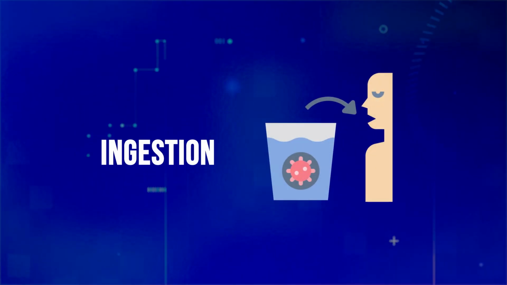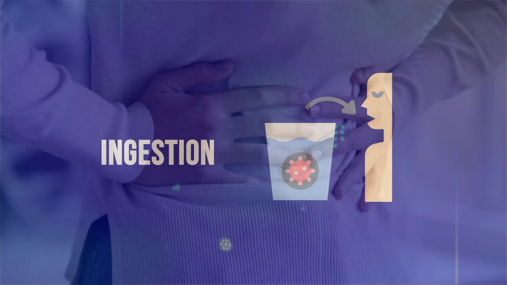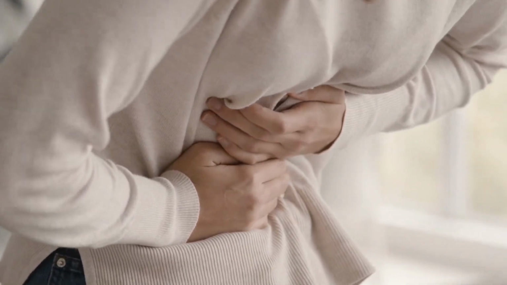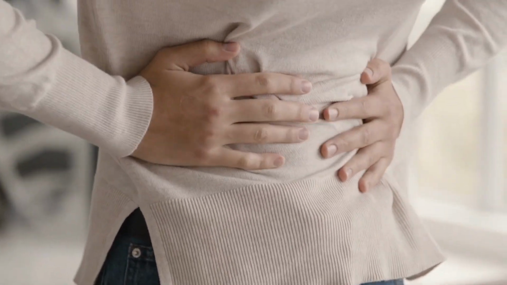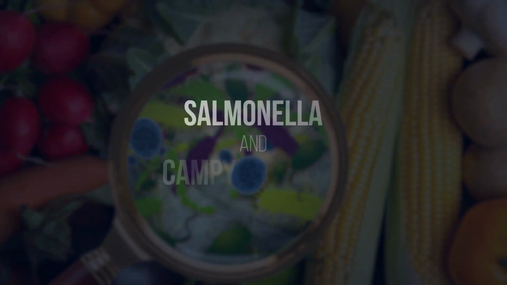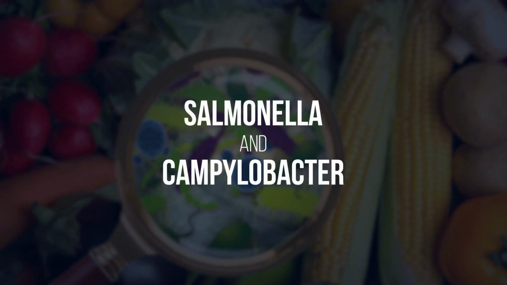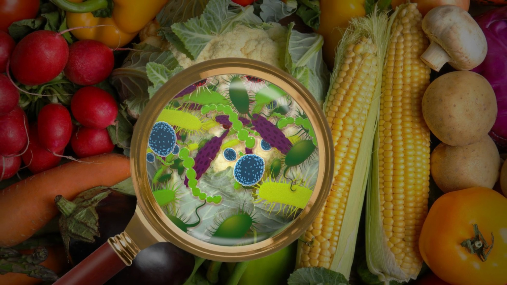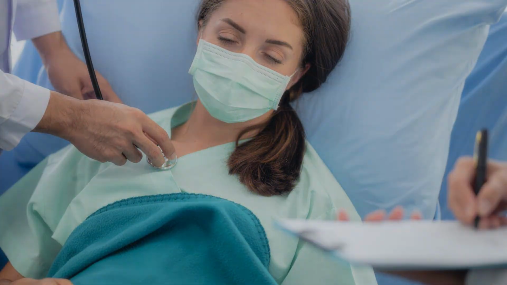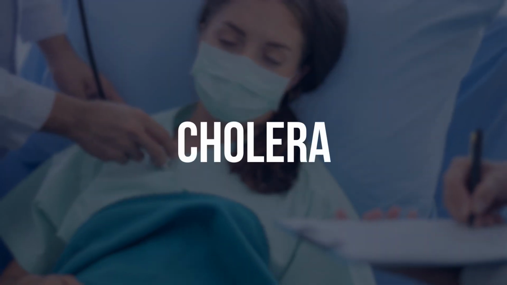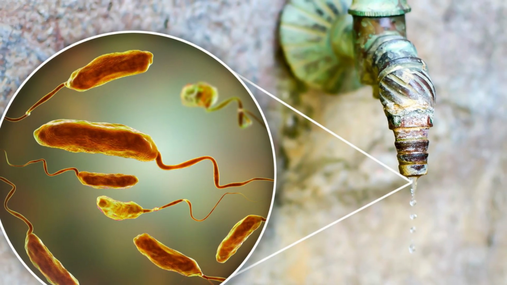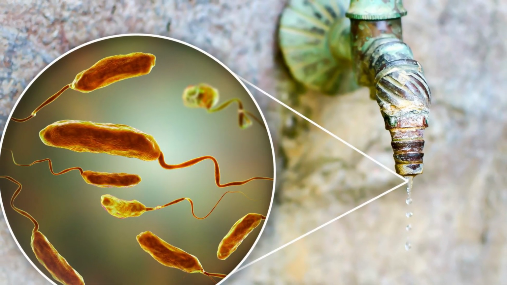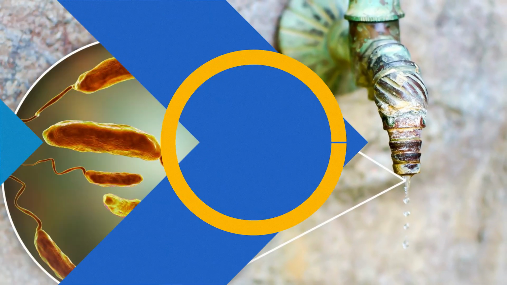Ingestion of contaminated food or water is another significant route through which infections can be transmitted. Pathogens like Salmonella and Campylobacter can contaminate food, especially if it's not cooked or handled properly. Similarly, waterborne diseases like cholera can occur when water sources become contaminated with bacteria or other pathogens.